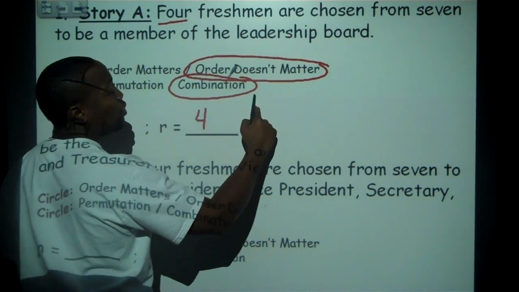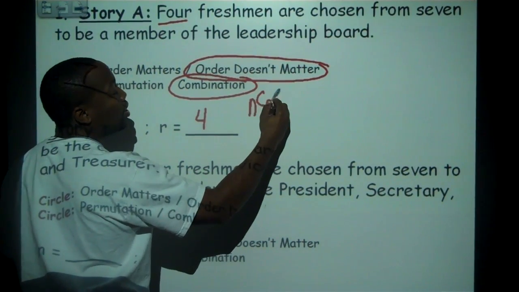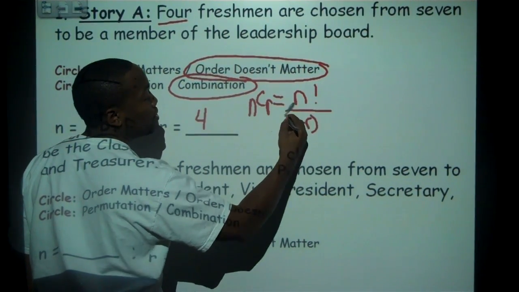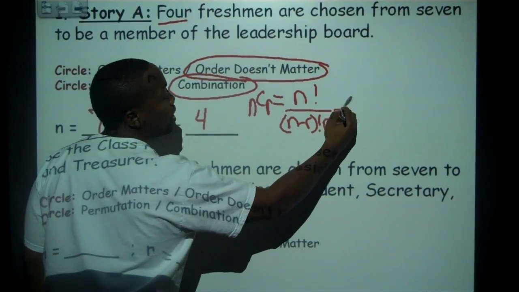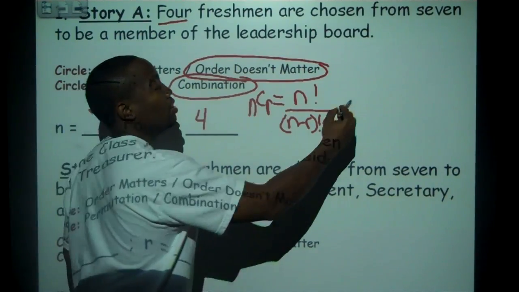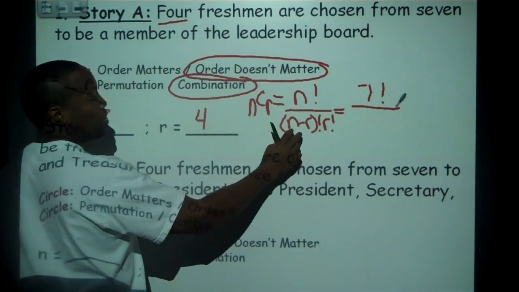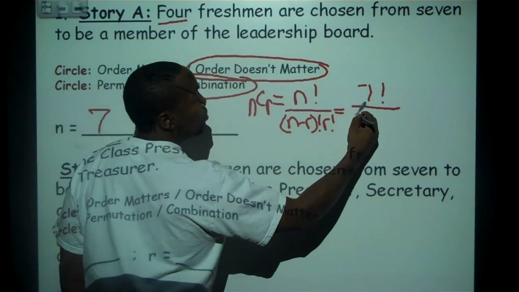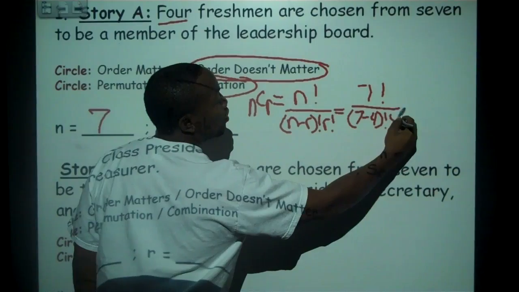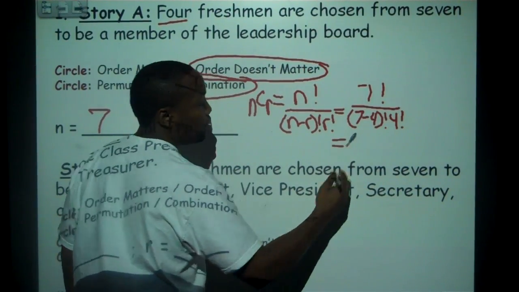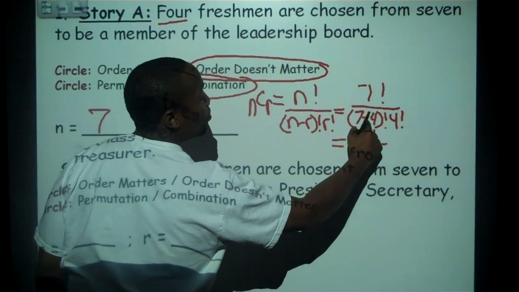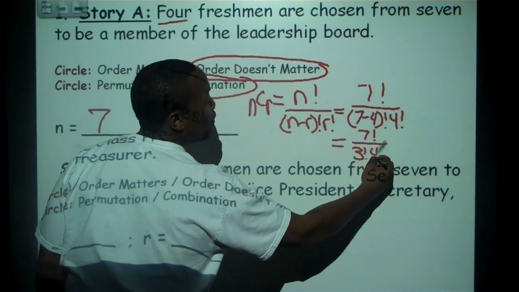So the formula for combination is nCr, which represents n factorial over n minus r factorial times r factorial. And then that would equal, I replace my n with my 7. So 7 factorial over 7 minus 4 factorial, times 4 factorial. Then simplify the bottom first. 7 minus 4 would be 3 factorial times 4 factorial.